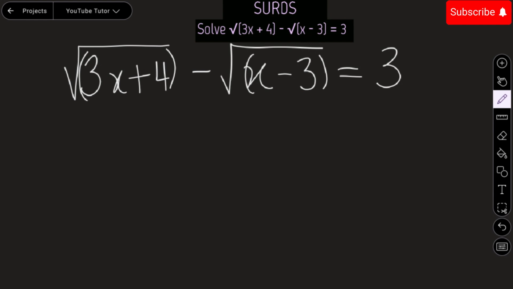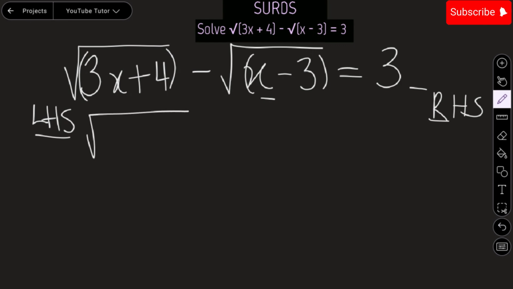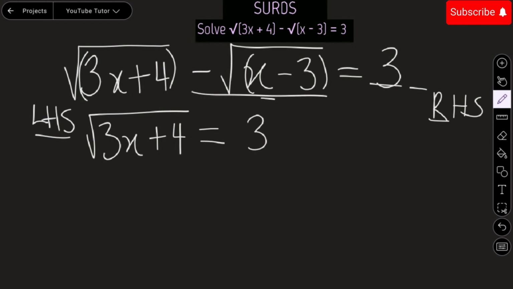Alright. So for a question like this, the best way to solve it is to move this to this side of the equation. So I'll call this the right hand side and this the left hand side. As you are sitting and facing the screen, this is the right hand side and this is the left hand side. Alright, so we have root of 3x plus 4, we maintain it, and equal to 3 is already here. When this comes here, it becomes plus root of x minus 3. So let me add the brackets here.